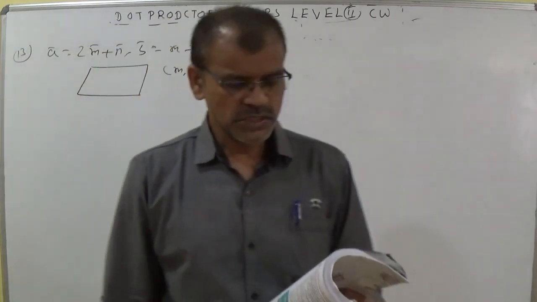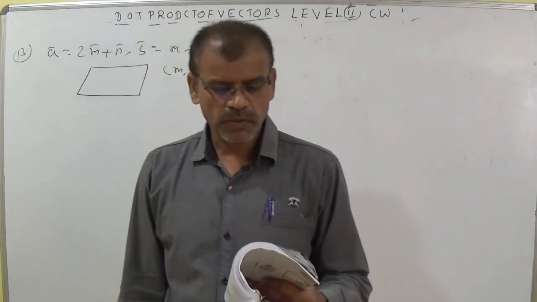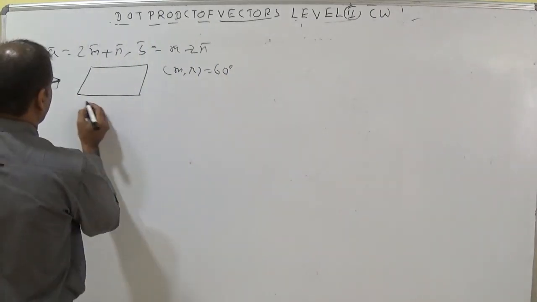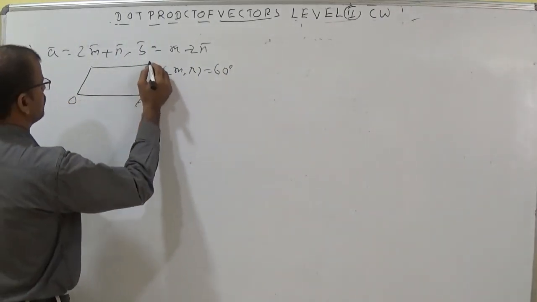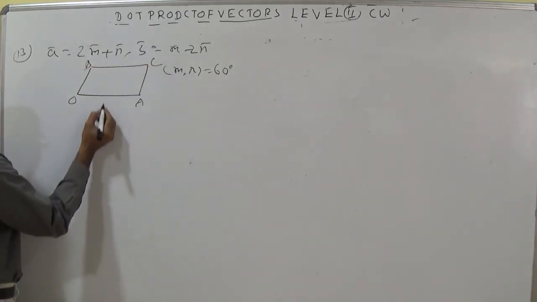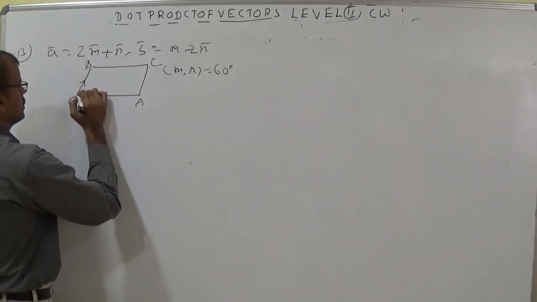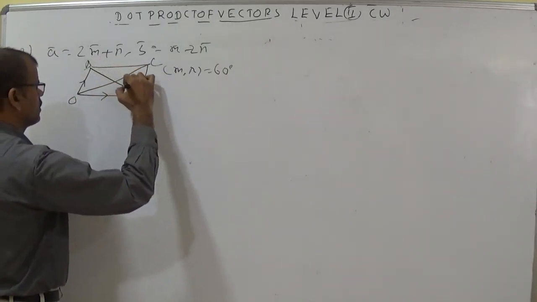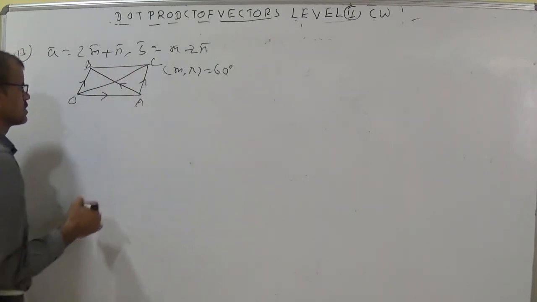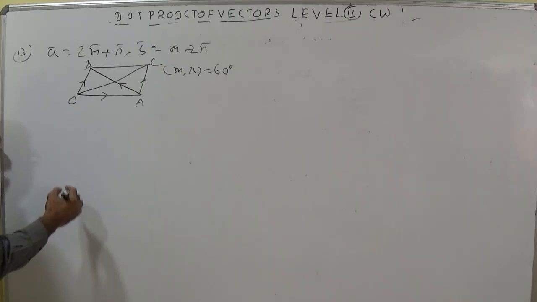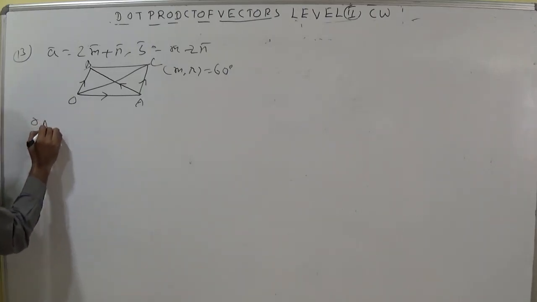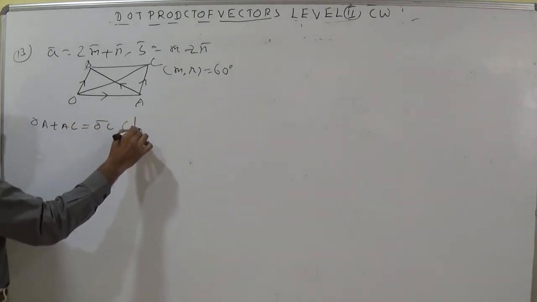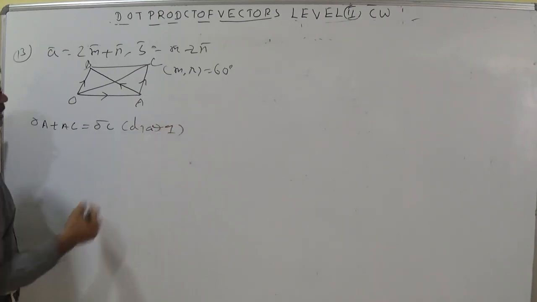m comma n is 60 degrees. A, B are lengths of a parallelogram, then the lengths of the diagonals. So diagonals we should calculate. Now let us consider this is O, this is A, this is B, this is C. A he has given, B he has given like this. This is OC diagonal, using OA plus AC. This is BD diagonal, using AO plus OB. Using the parallelogram property, you can write OA plus AC is equal to OC. It is diagonal 1. Diag 1 I am writing.